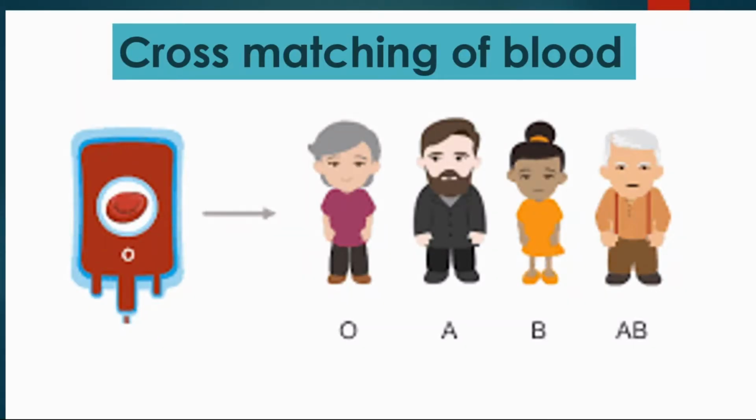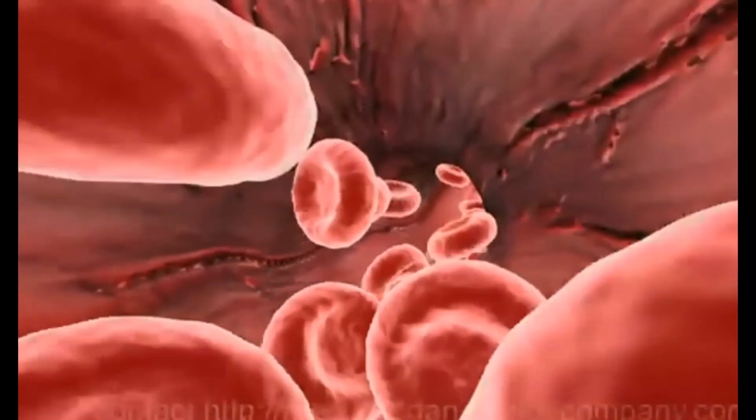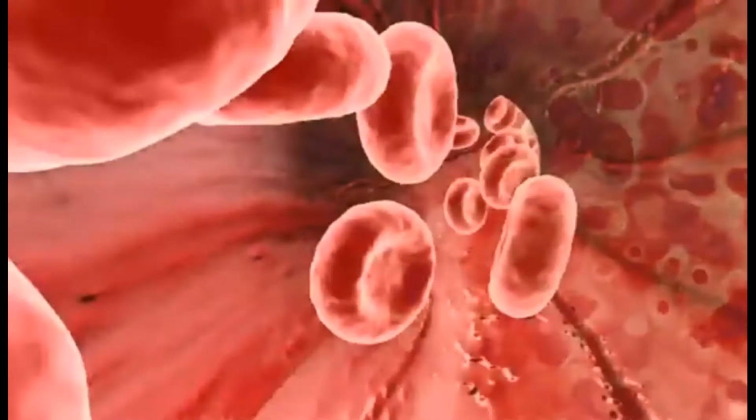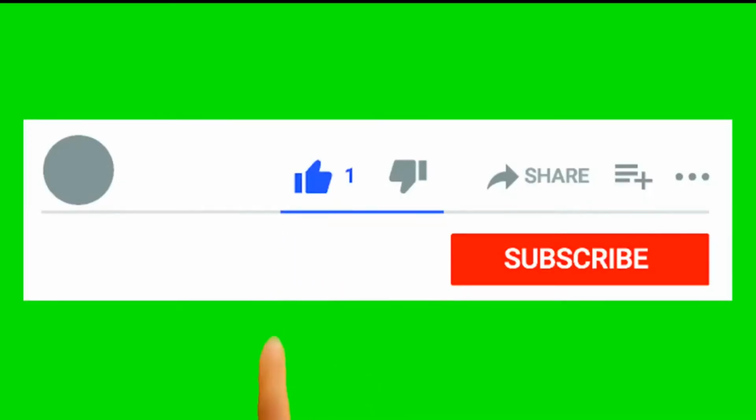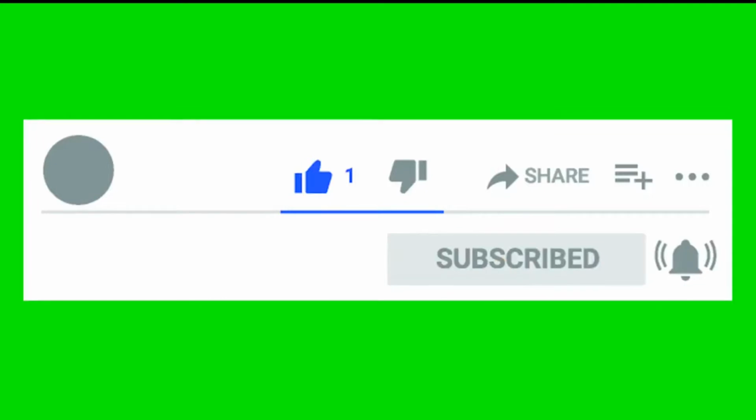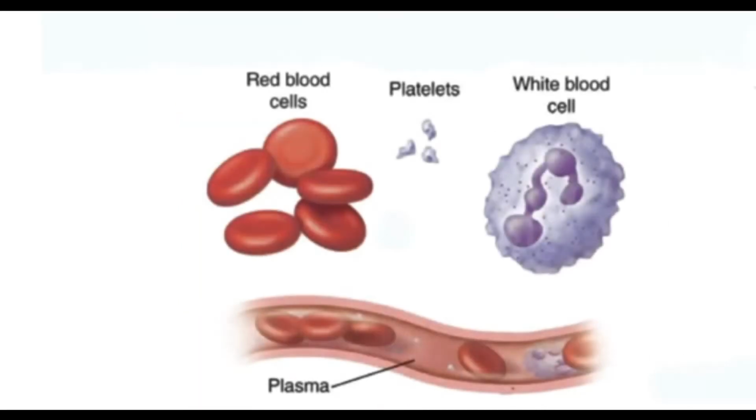Today's topic is cross matching of the blood. Now, blood can be given as whole or can be divided into the fractions according to the need of the patient. Blood comprises 55% plasma, 4% white blood cells, and 41% red blood cells.